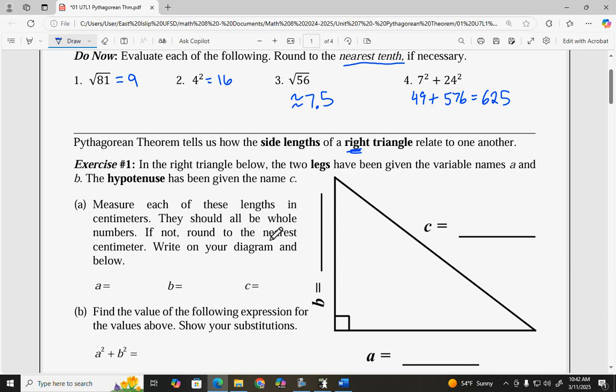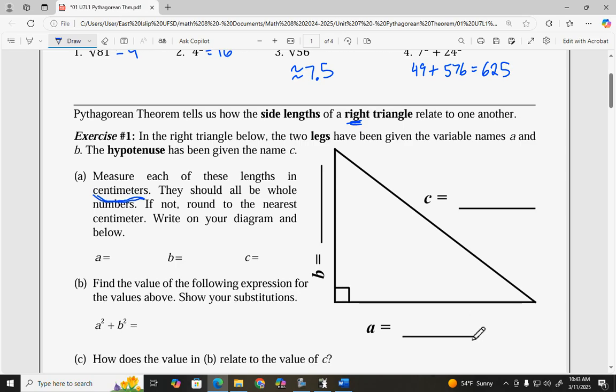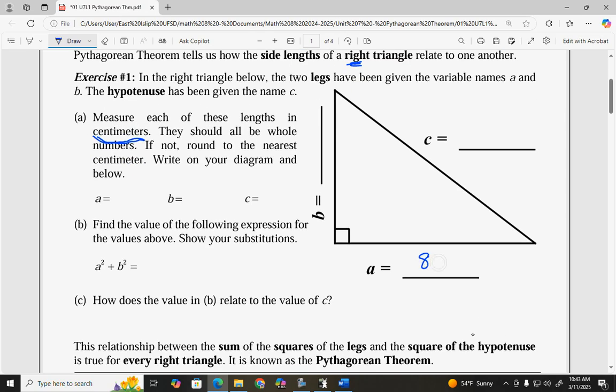So in this triangle, you are supposed to measure the lengths with a ruler in centimeters. So I'm not going to tell you to go get rulers. I measured them already. And side A turns out to be about 8 centimeters. Side B turns out to be 6 centimeters. And side C turns out to be 10 centimeters. So A we said was 8, B is 6, and C is 10.